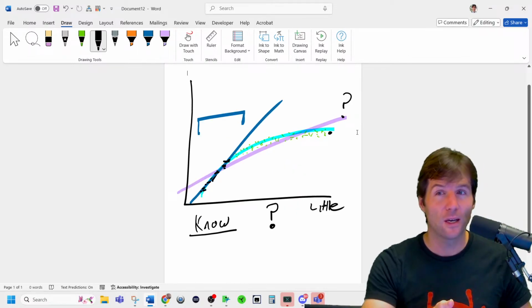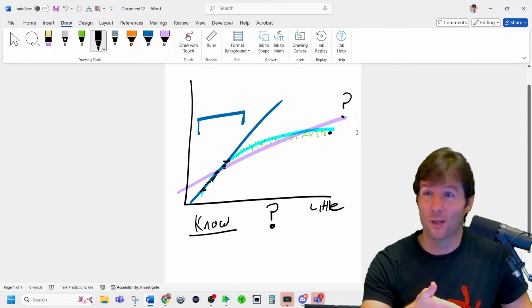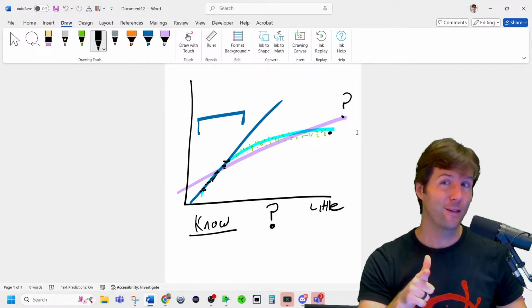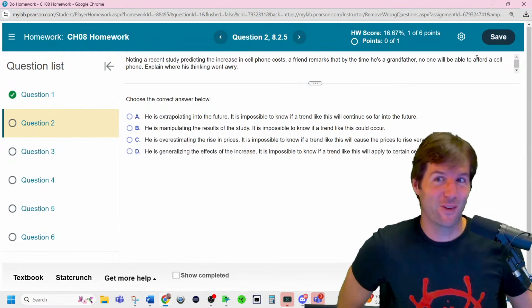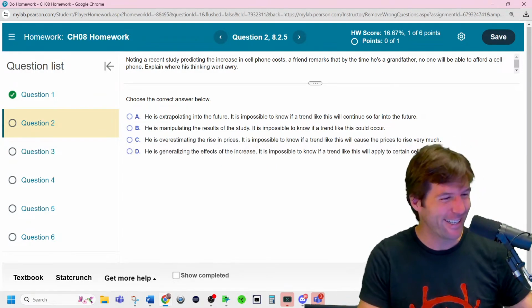So you could be right. How do we know if it's an outlier or a trend we are not capturing? Get more data. That's the best way. And then the problem is if we don't have the data, we don't know.